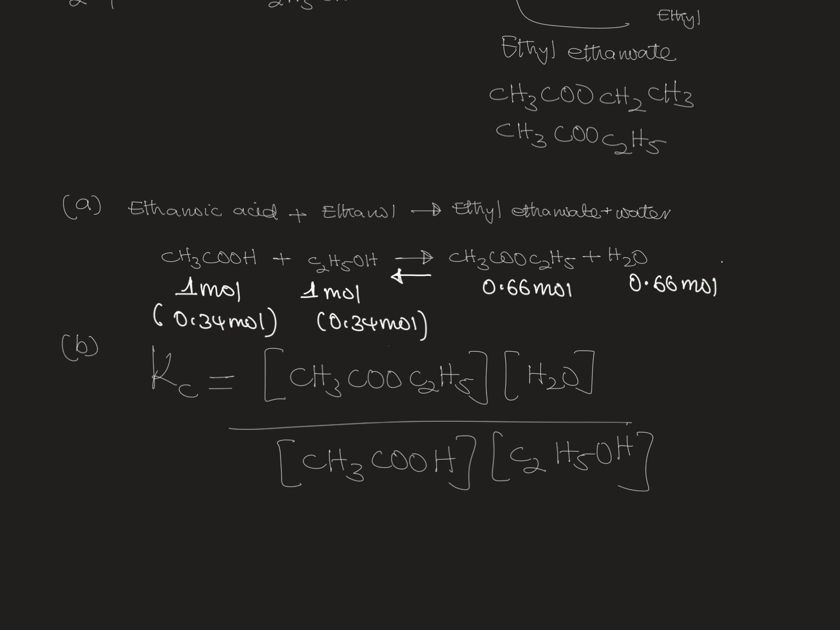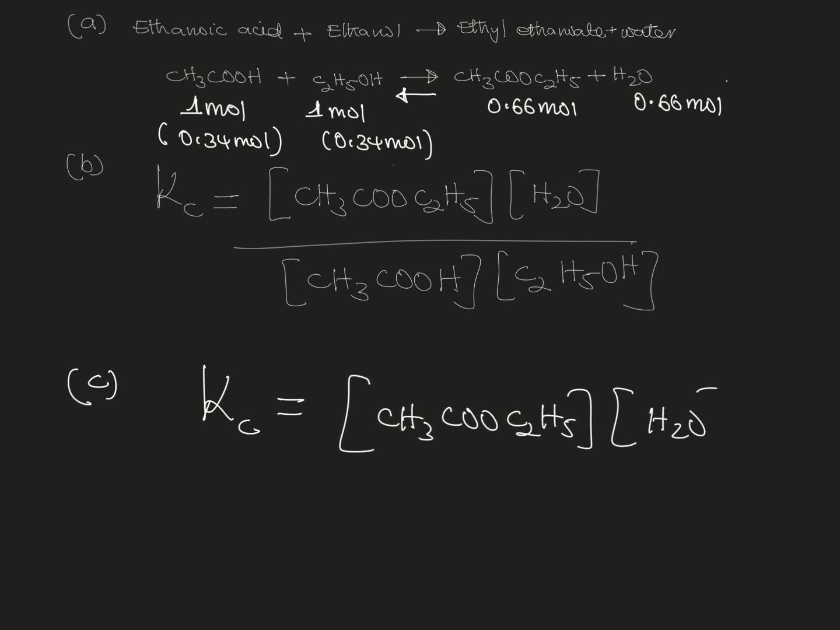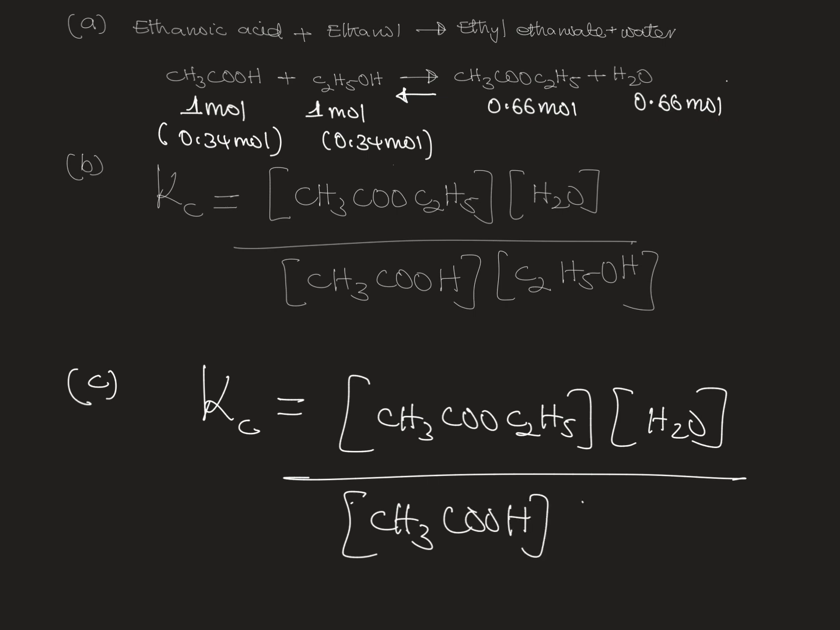So we are going to use that to calculate the equilibrium constant. Okay, so that is what question C is asking us. So we say that Kc is equal to the concentration of CH3COOC2H5, concentration of water, divided by concentration of the ethanoic acid CH3COOH and C2H5OH, which is the ethanol.